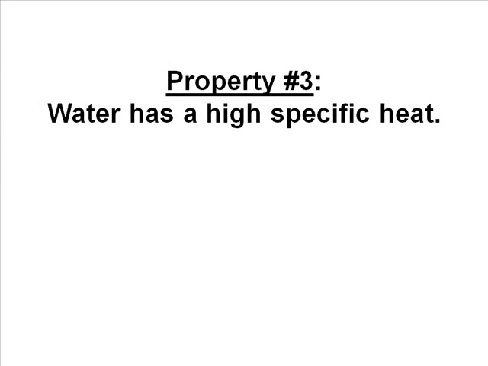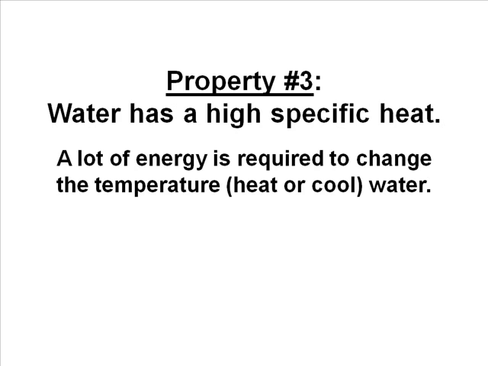Property 3, water has a high specific heat. What this means is a lot of energy is required to change water's temperature, either to heat it or cool it. Again, when water cools, the hydrogen bonds sort of hold water together, making it harder to slow it down. In the case of heating it up, those hydrogen bonds hold it together and make it hard to speed it up. So the fact that it hydrogen bonds very easily makes it hard to change its temperature.